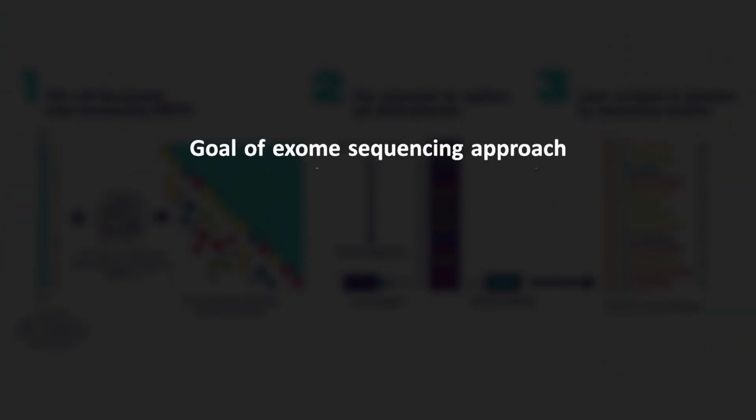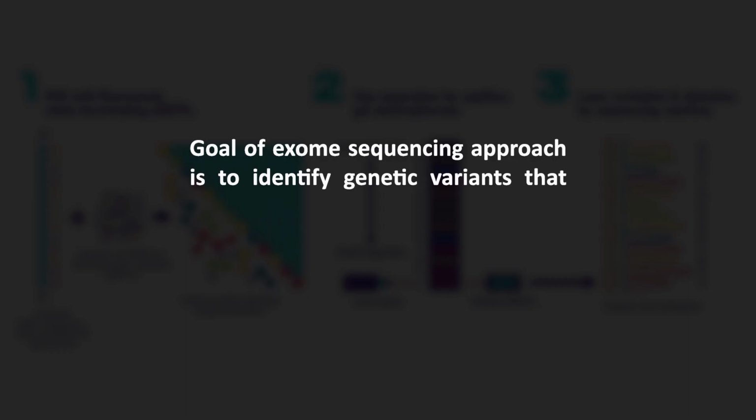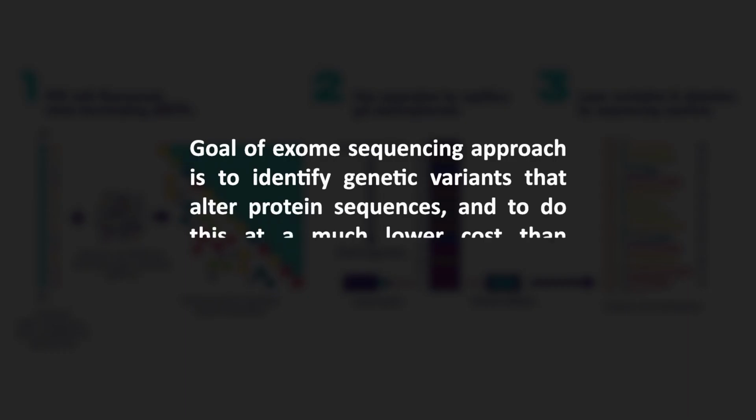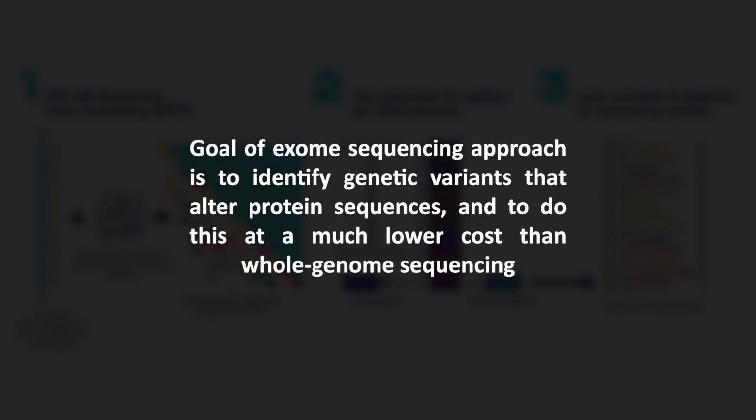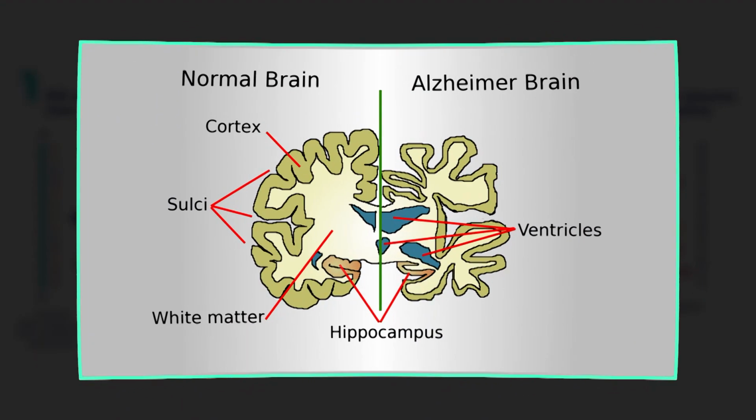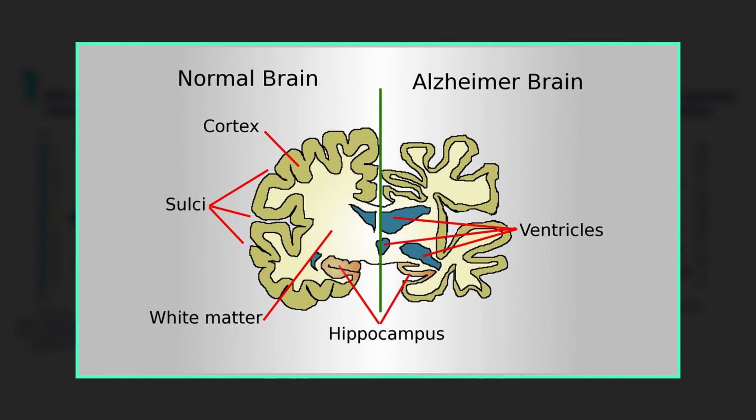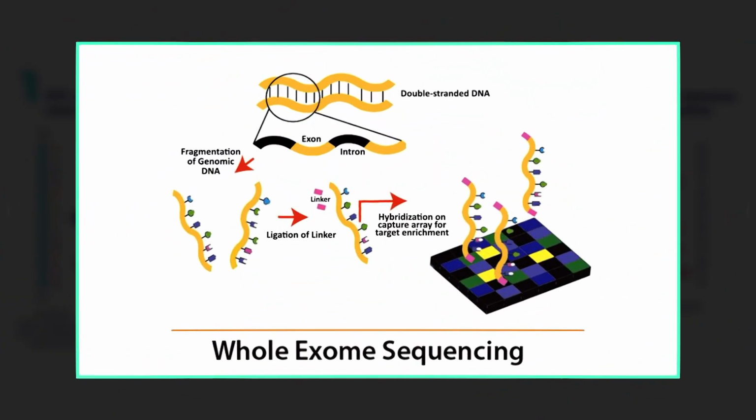The goal of the exome sequencing approach is to identify genetic variants that alter or change protein sequences, and to do this at a much lower cost than whole genome sequencing. Since these variants can be responsible for both Mendelian and common polygenic diseases such as Alzheimer's disease, whole exome sequencing has been applied both in academic research and as a clinical diagnostic.